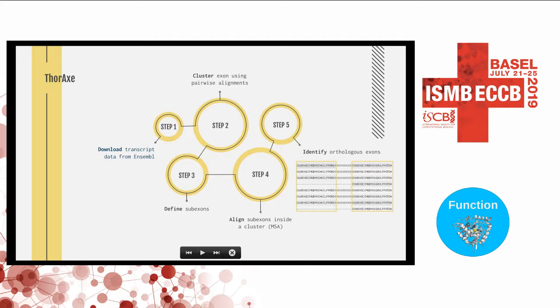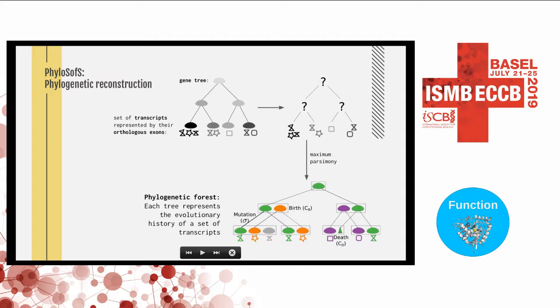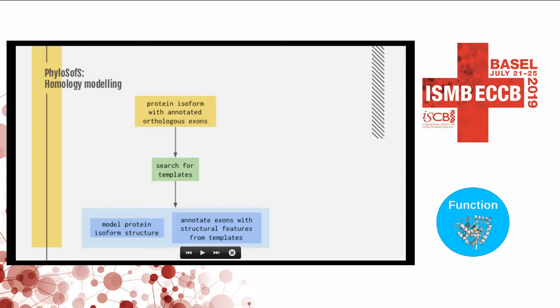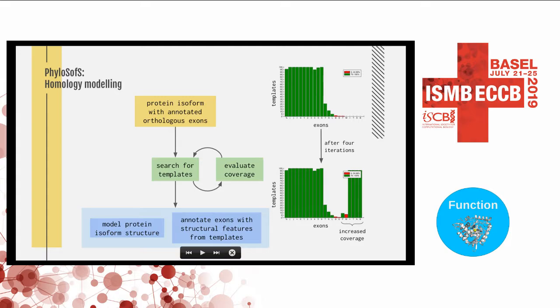These orthologous exons are going to be the input for the following tool, that is Philosoph. And Philosoph takes as an input a gene tree and a list of transcripts represented by the orthologous exons. And basically it's going to give you a phylogenetic forest embedded in the gene tree, in which each tree of the forest represents the evolutionary history of a particular transcript. Also, Philosoph is going to use the protein isoform sequence annotated with the orthologous exons in order to search for structural templates that are going later to be used to reconstruct the structure by homology, and also to annotate exons and isoforms with structural features. But since a single iteration can lead to lower coverage, we iterate until we have templates for almost all the exons in the protein isoform.